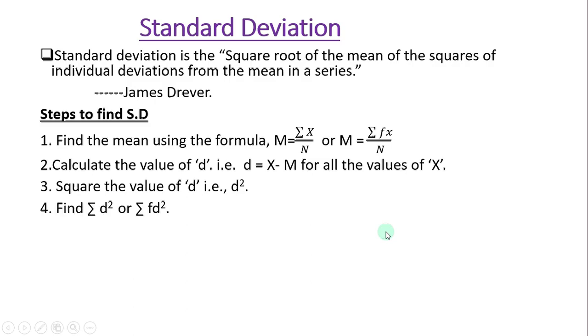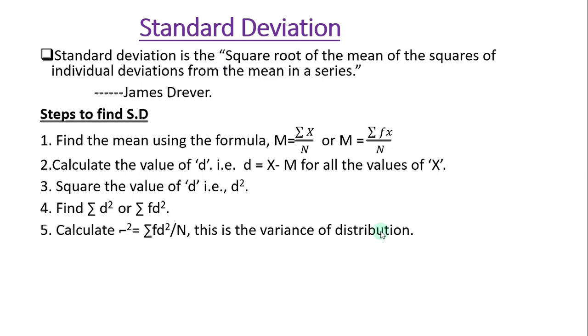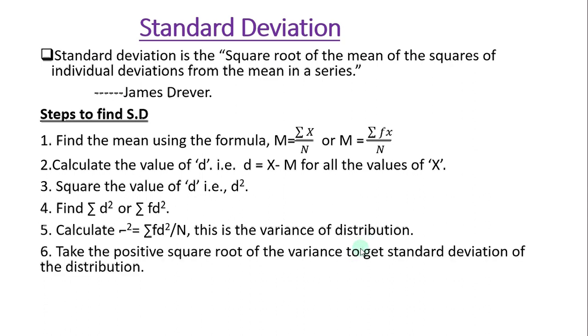Now the fourth step is to find summation d square. Add all d square, or if it is grouped data, add fd square. Then the fifth step, calculate sigma square, that is summation fd square by n. This is the variance of the distribution. Then take the positive square root of the variance to get the standard deviation of the distribution. That is, sigma is equal to the square root of summation fd square by n. This is the formula we have to use to calculate standard deviation.